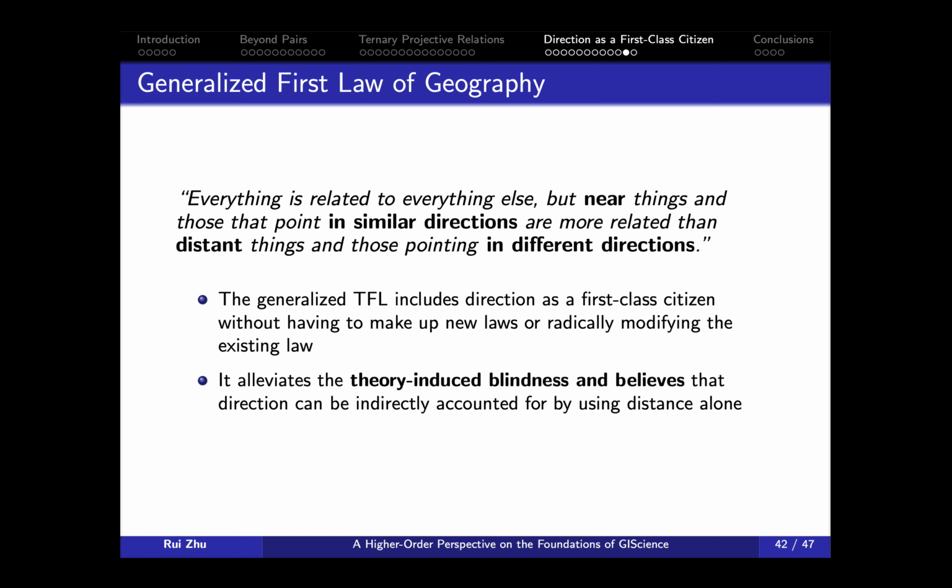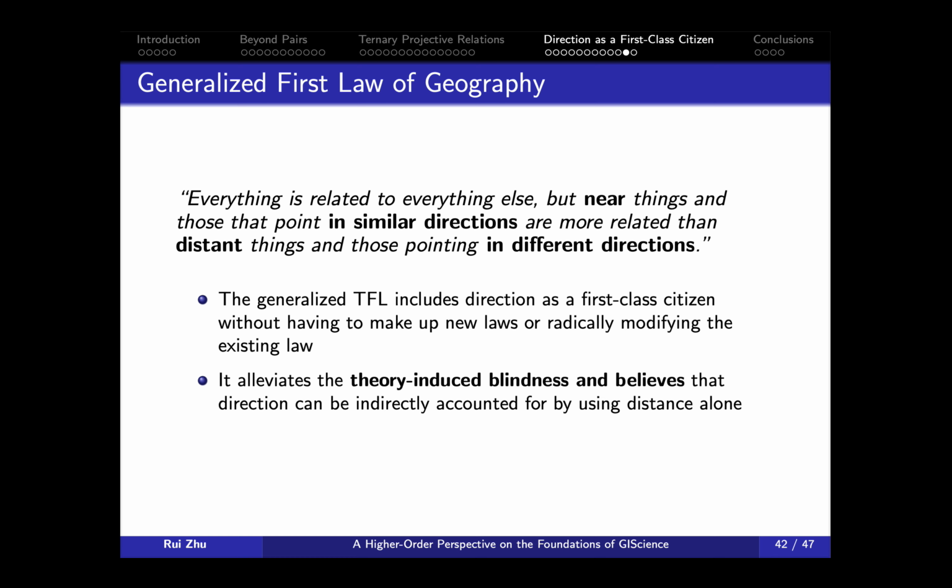To address the theory-induced blindness, we therefore propose to generalize Tobler's first law into a collinear version where both distance and direction are taken into account. It is stated as: everything is related to everything else, but near things and those that point in similar directions are more related than distant things and those pointing in different directions. We hope this simple law can keep guiding researchers to develop new spatial methods in GIS, but with directional effects in mind as well.